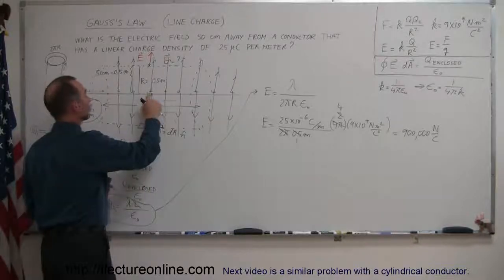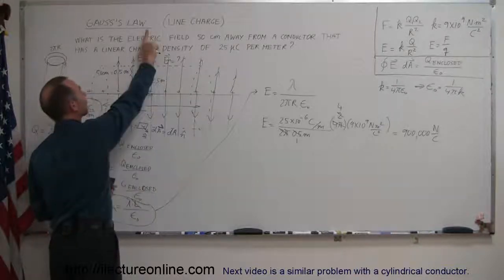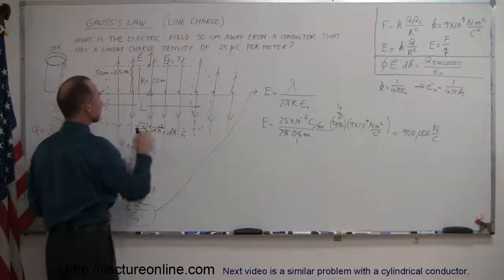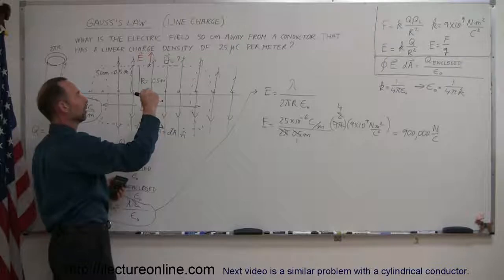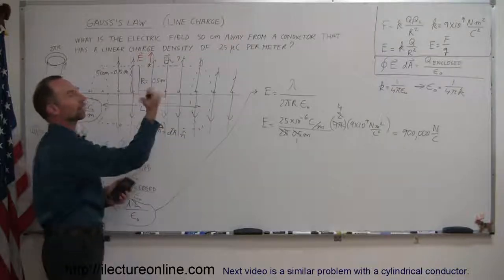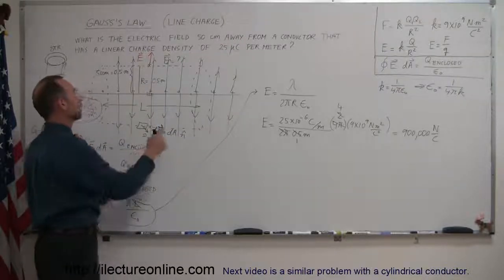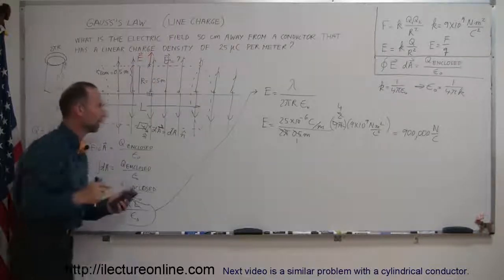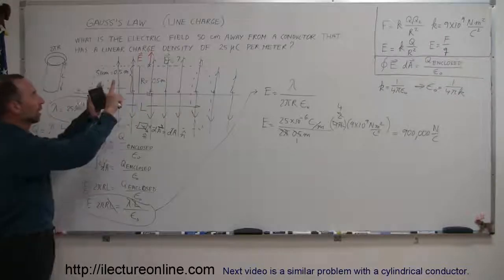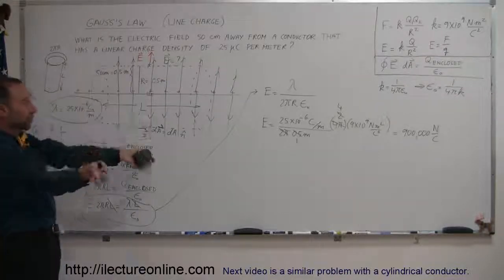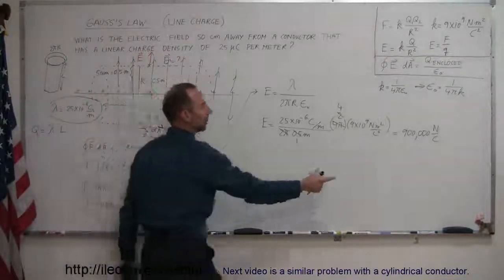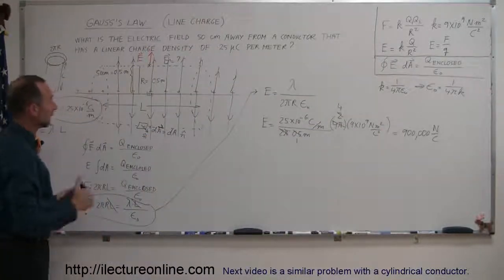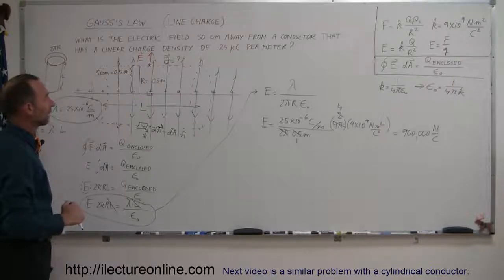Now, of course, if I consider a point directly above, then of course the electric field will be upward. If I consider a point directly below, the electric field will be downward. If I consider a point out here, 0.5 meters in front, then the electric field would be away from us. And if I consider 0.5 meters into the board, then the electric field would be into the board at that same magnitude. So it's the radially outward electric field of magnitude 900,000 newtons per coulomb. And that's how we solve a problem like that.